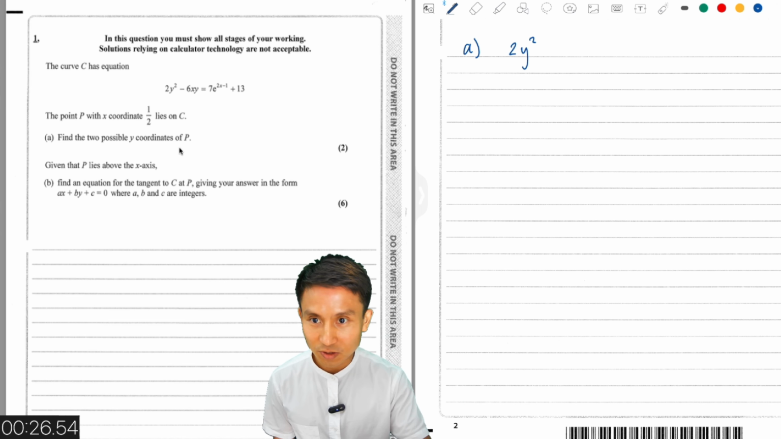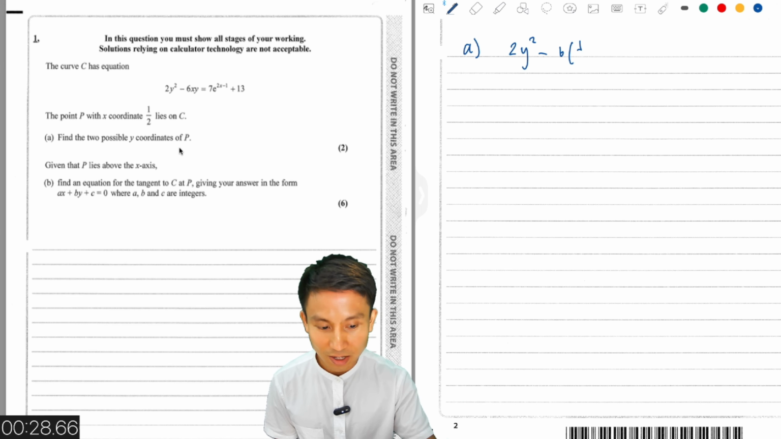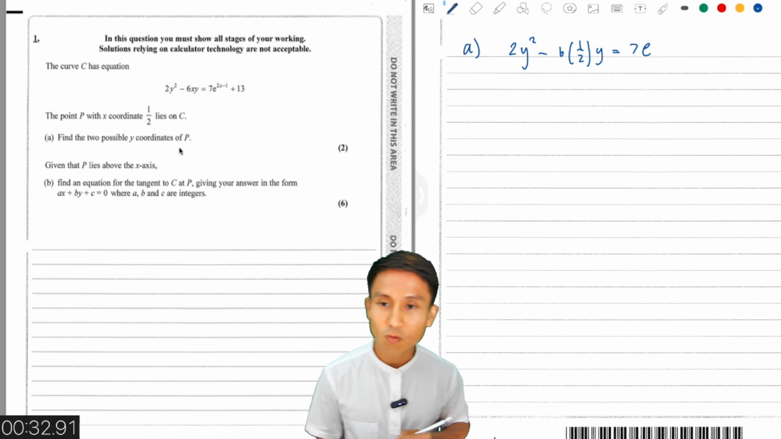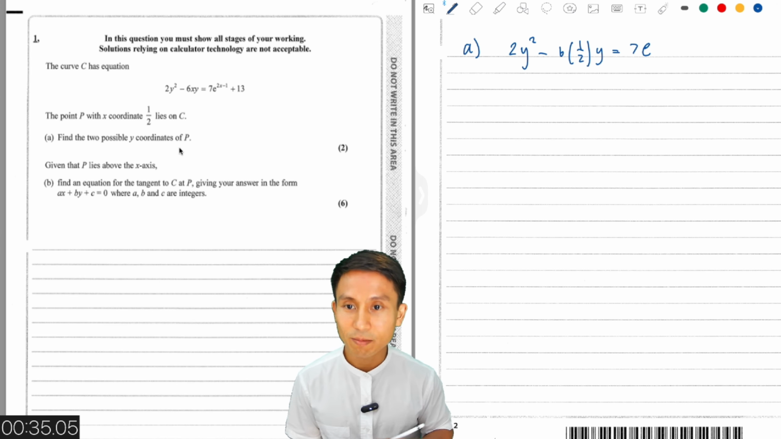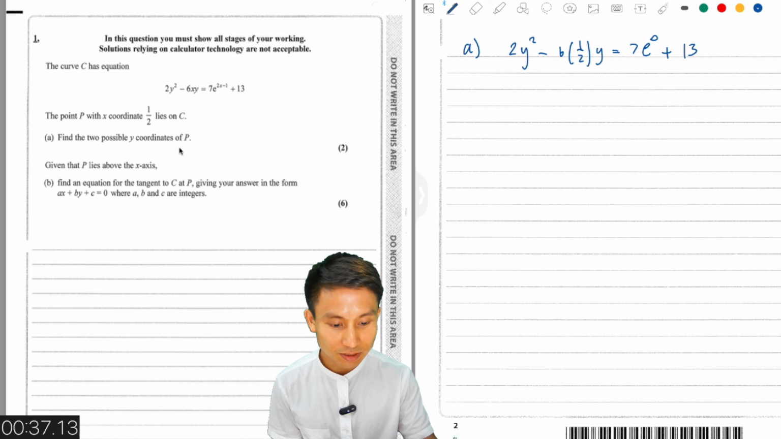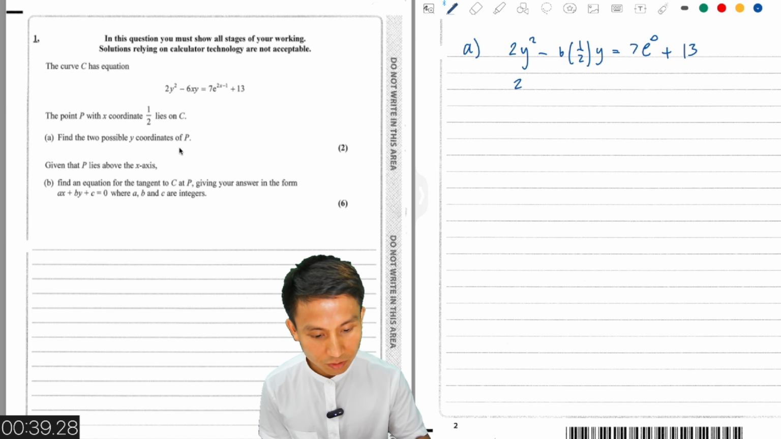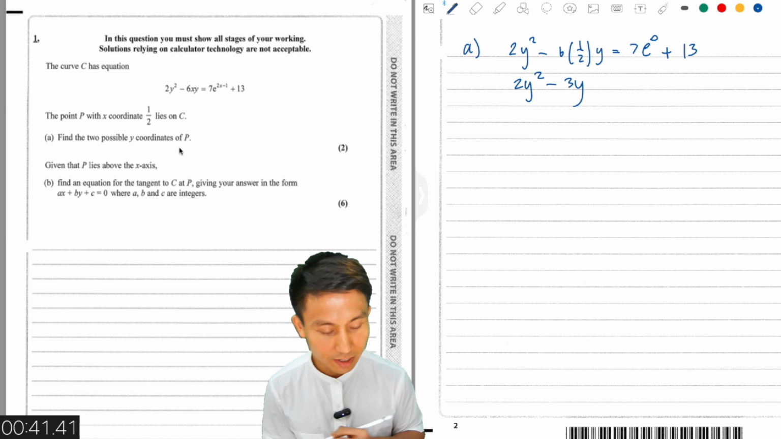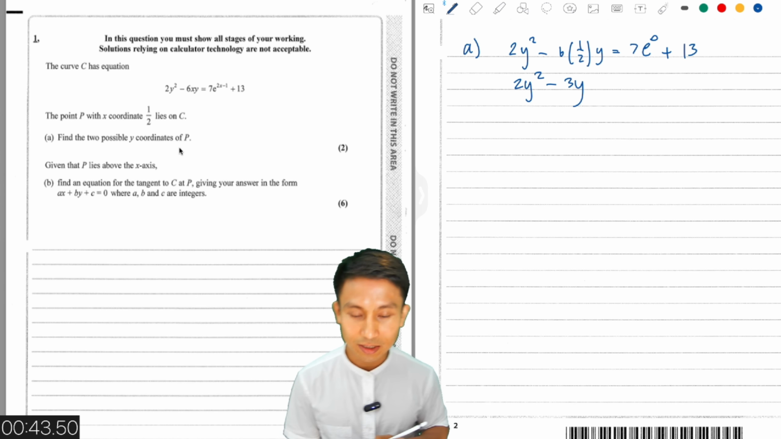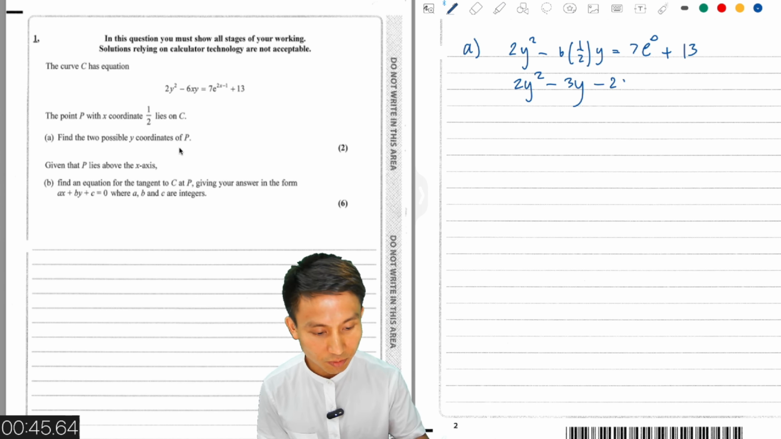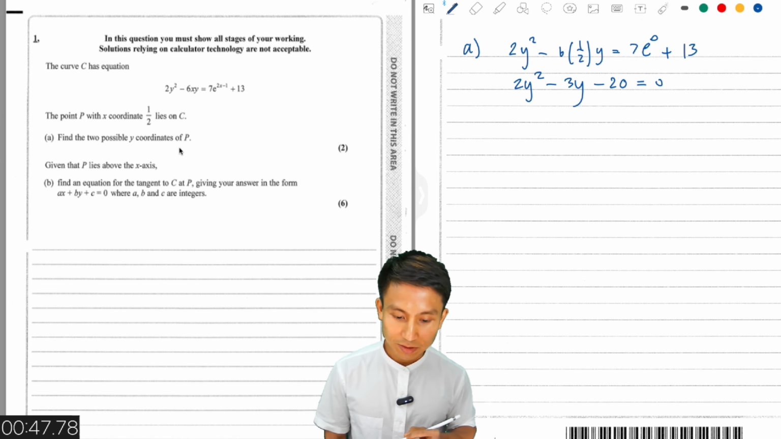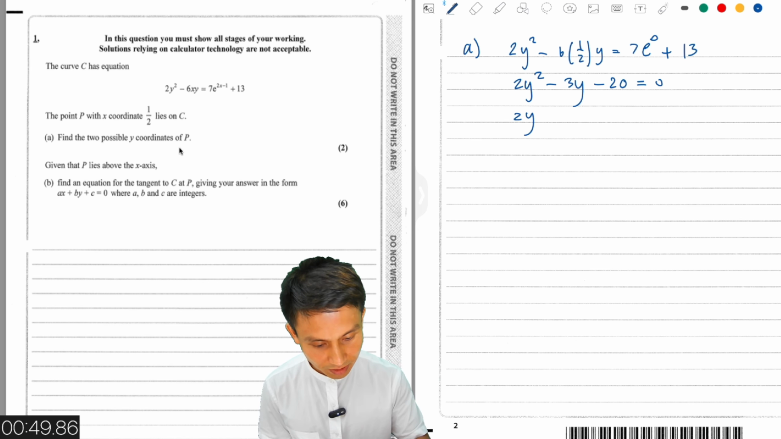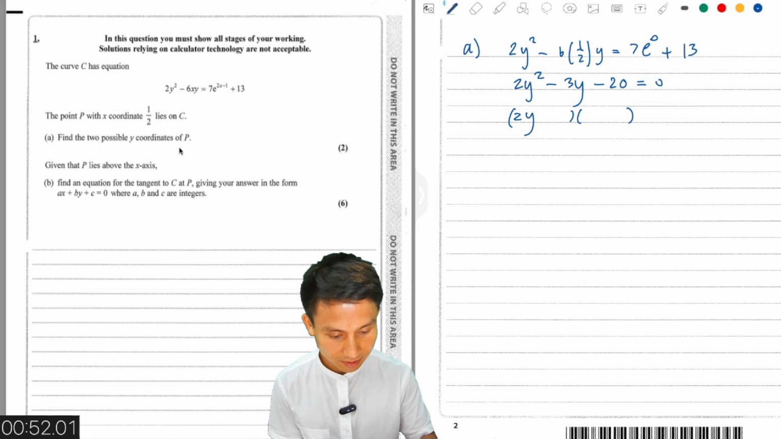So 2y squared minus 6xy, with x as 1/2, equals 7e to the power of 2x minus 1 plus 13. If we put 1/2 into the 2x, we get 1 minus 1, so this is 0. We're solving for y there, right? So 2y squared minus 3y, e to the 0 is 1, so that's 7 plus 13 is 20, so we get minus 20 here. Well, as for my style, I'm just gonna factorize this.